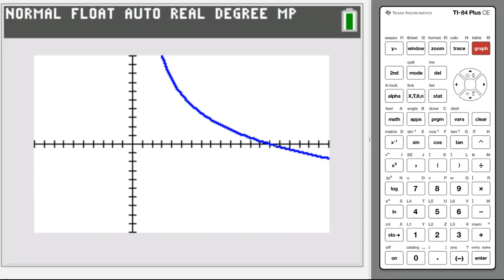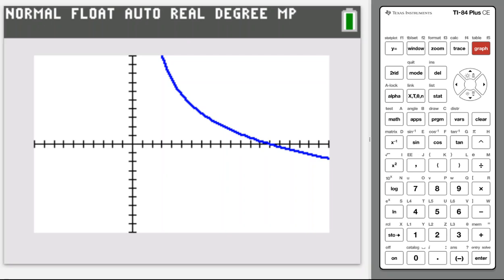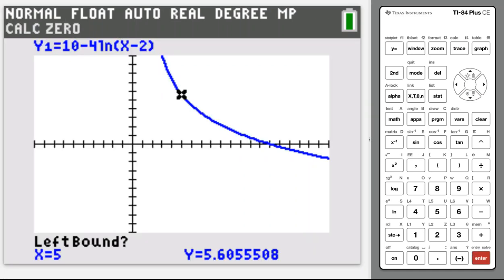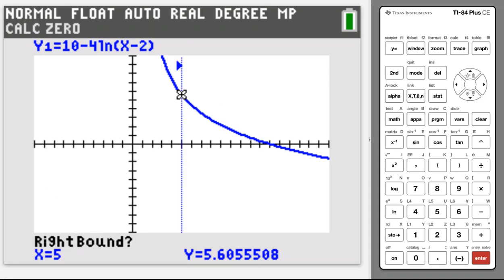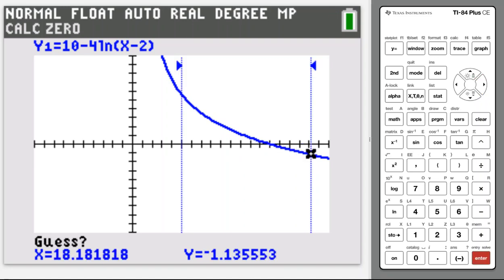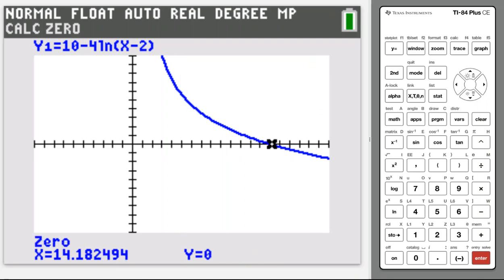Okay, now we can see it, but to get your calculator to estimate within 3 decimal places from a graph, you have to do second trace, calculate a 0. Left bound means it wants the cursor somewhere to the left of the x-intercept you're trying to find. Right bound means you need to move the cursor to the right of the x-intercept you're trying to find. And then if you want to guess to speed it up, you can, but otherwise just hit enter.